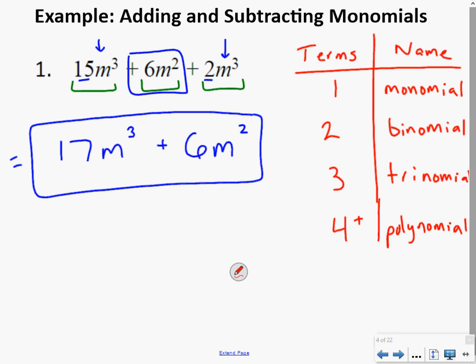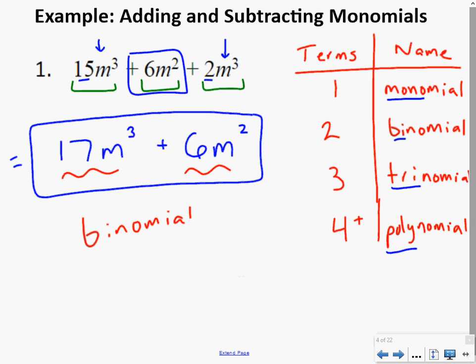If you know some of your word roots, it's a little easier to remember. Mono means 1, bi is 2, tri is 3, poly means many. That can help you memorize which of those is which. In this case, we had 2 terms, so this would be considered a binomial.